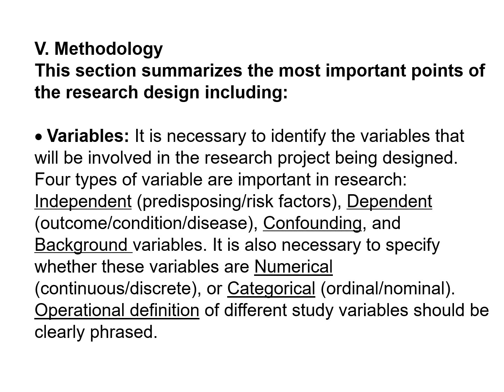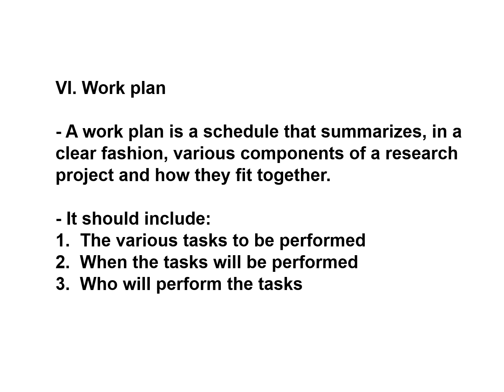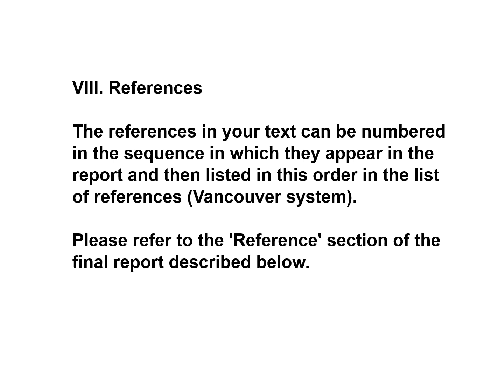The methodology summarizes the most important points. Variables should be defined. The important types of variables in research are independent and dependent. Also, we have confounding and background variables, numerical, categorical and so on. Work plan, which is the various tasks to be performed, when, and who will perform the task. For references there are many styles, but mostly we use the Vancouver style, which is numerical.